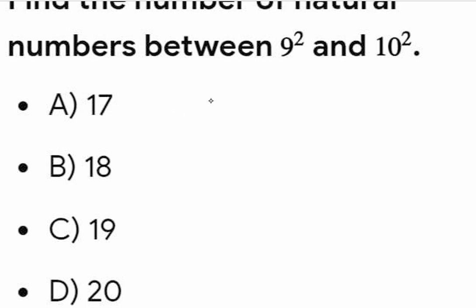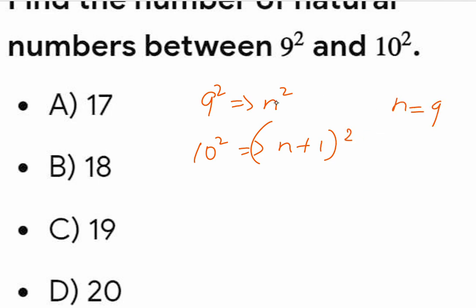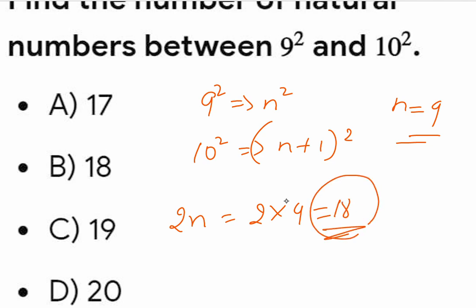If you take 9 square as n square and 10 square as n plus 1 whole square, that means here the n value becomes 9. So 9 square, and 9 plus 1 is 10 square. So there is a formula to find the numbers between any two consecutive square numbers, that is 2n. Here the n value we got is 9. So 2 into 9, 2 nines are 18. There are 18 numbers in between 9 square and 10 square.